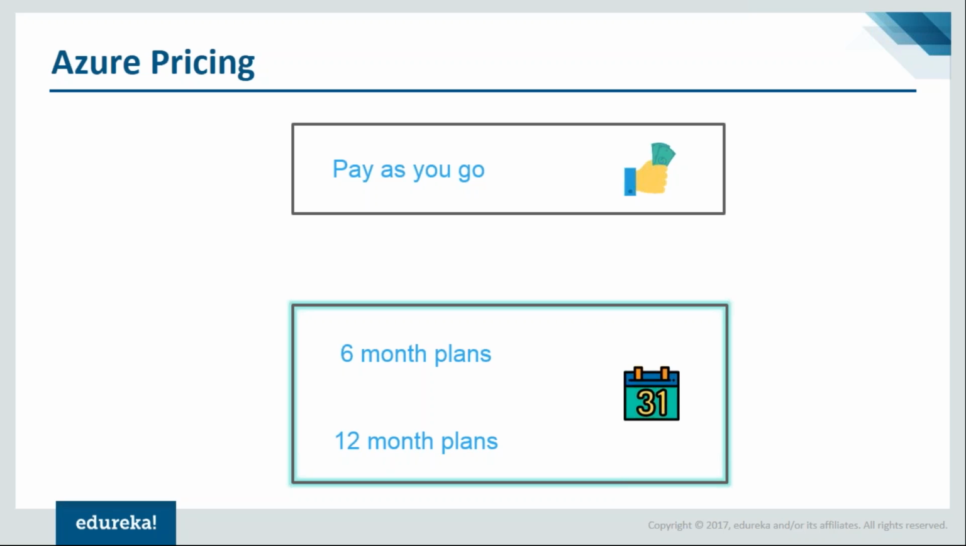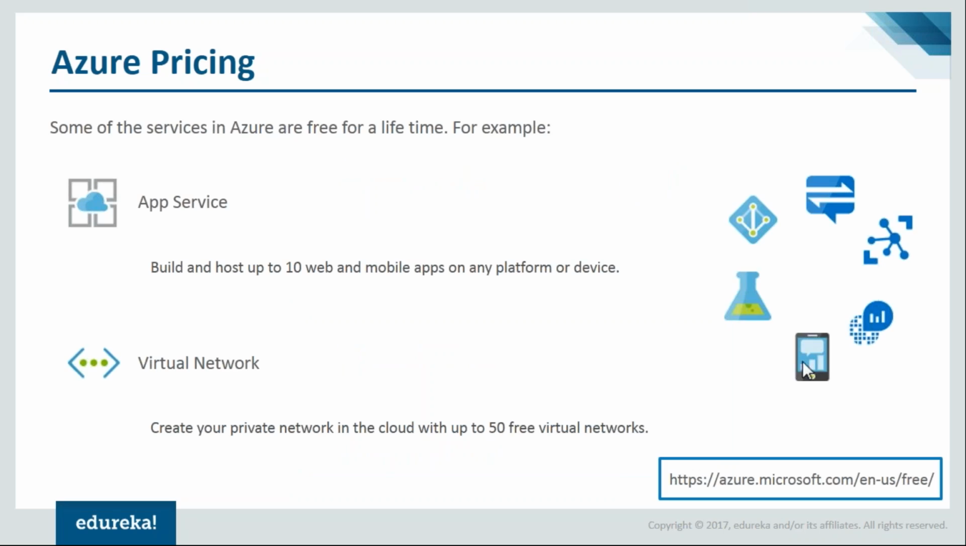So you have two kinds of things. You have the pay as you go plan, and then you have a plan wherein you pay in advance. It's basically like prepaid and postpaid. With prepaid you have the 6-month and 12-month plans. With postpaid you have the pay as you go model. Having said that, let's move ahead, guys.